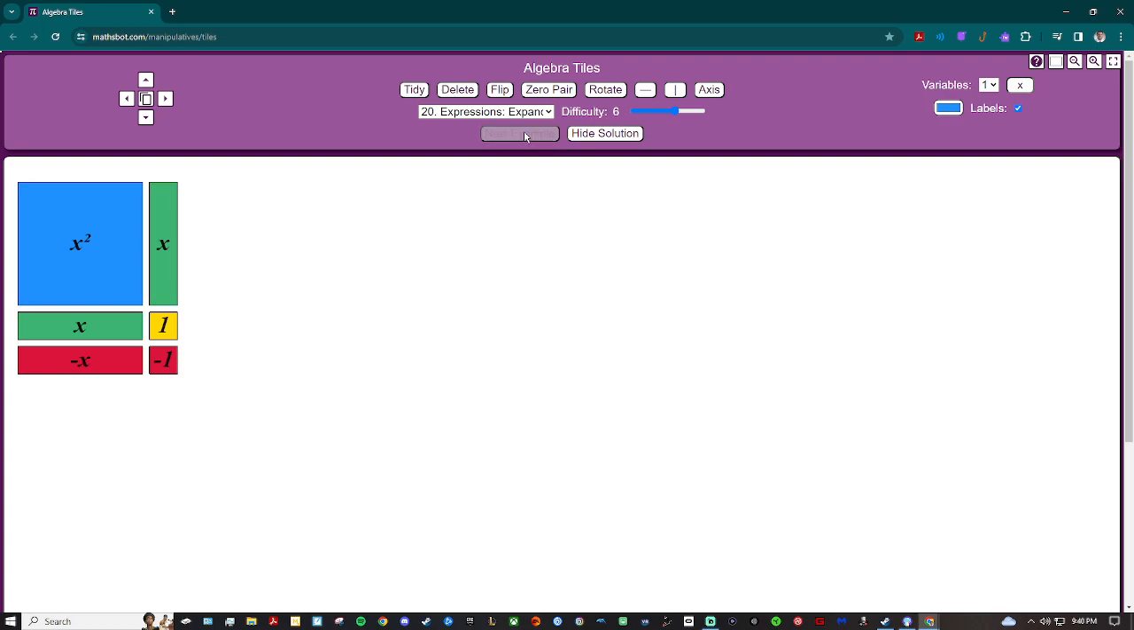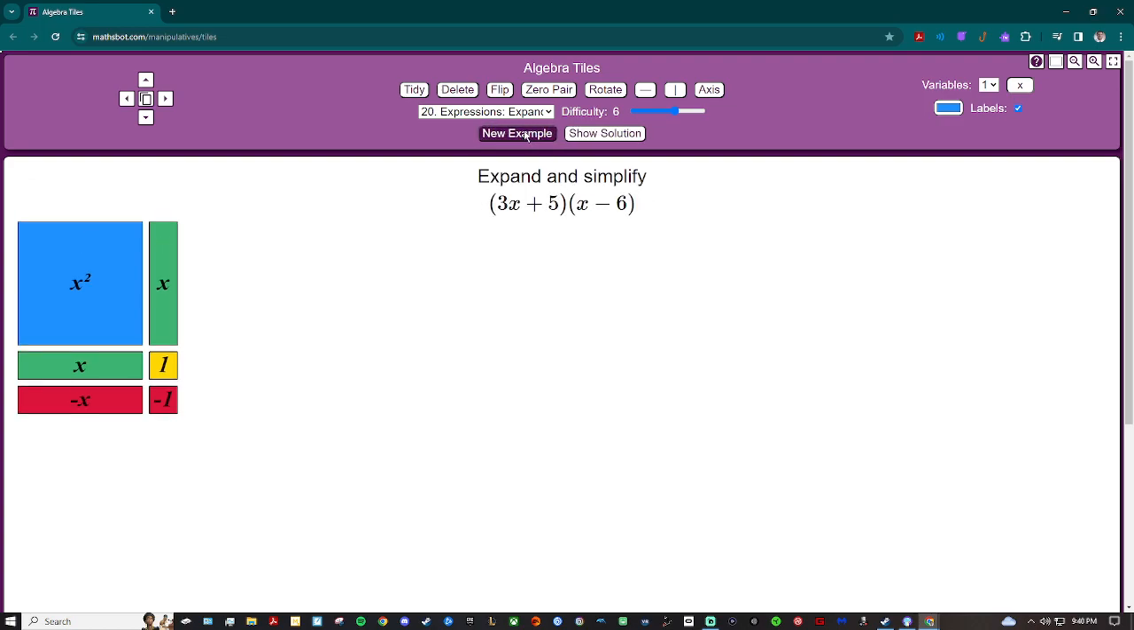Okay, so let's tidy this up. I'm going to give you one more to try. If I can find one that isn't too big of numbers. They all are just so big. Okay, go ahead and try this one. 2x plus 2, x plus 1.